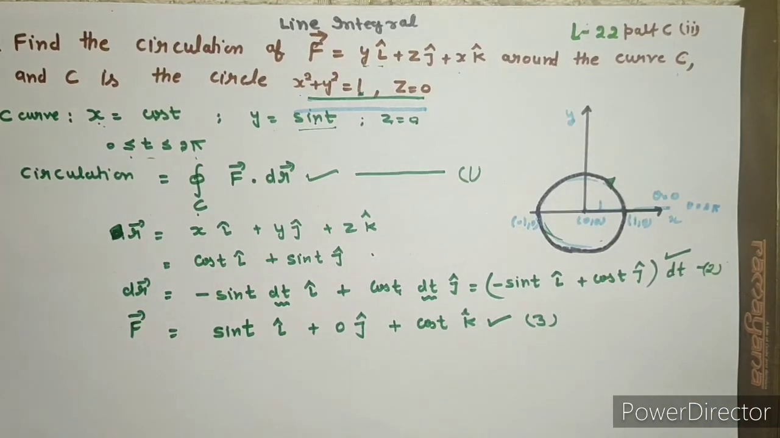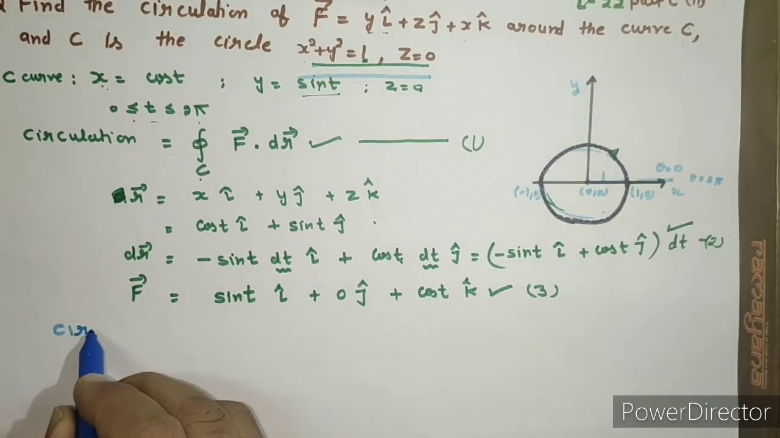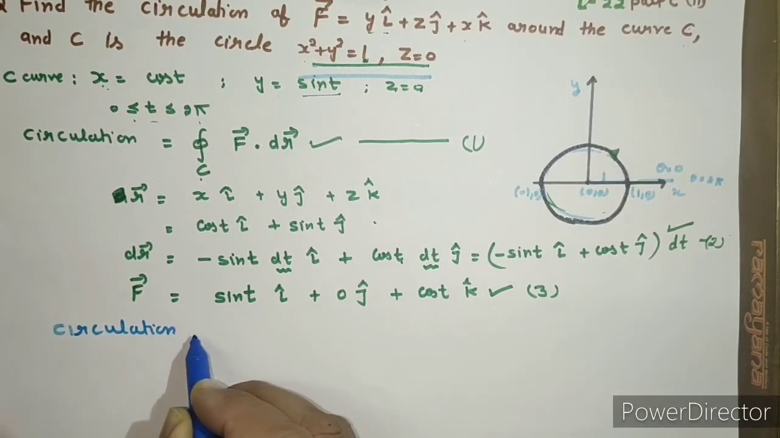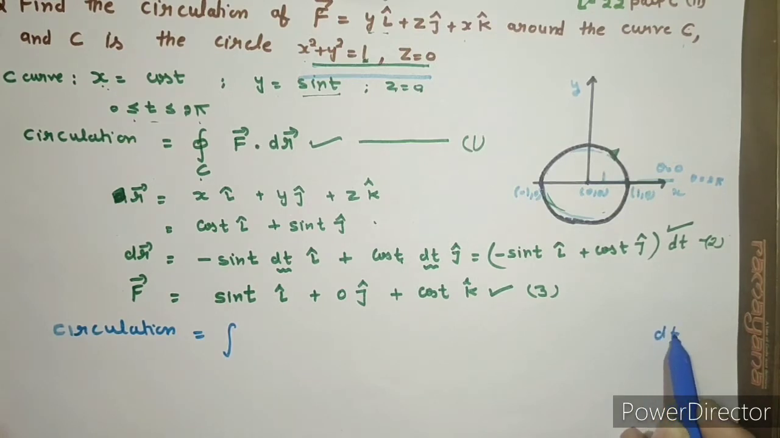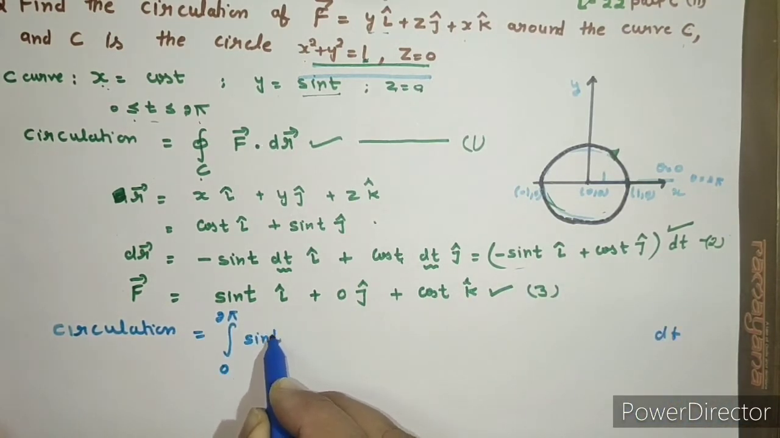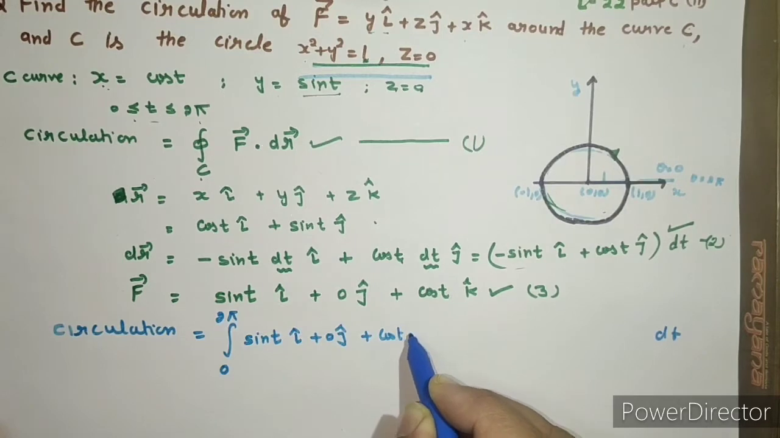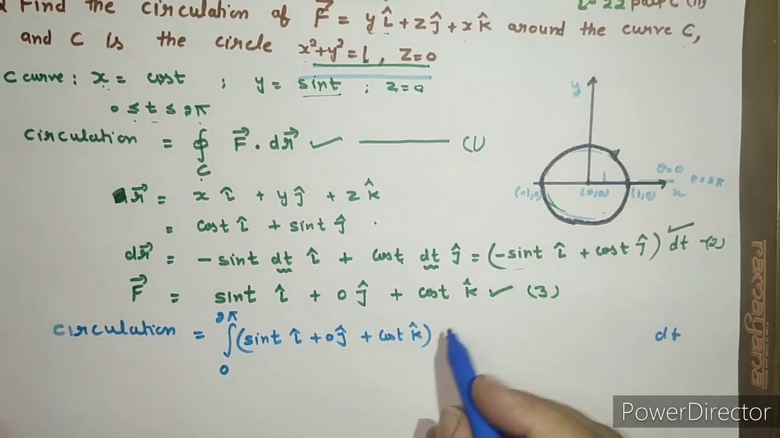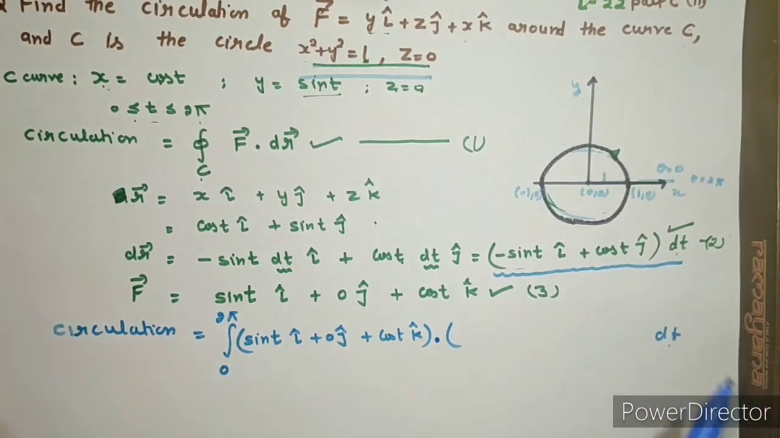Your formula for the circulation becomes, your circulation is equal to, now what will be the limit of t? The limit of t is 0 to 2 pi. Write the F vector and then this vector. I hope you will write it. Write down this one: sin t i plus 0 j plus cos t k vector, and the dot product with dr. dr is this one, with dt outside.